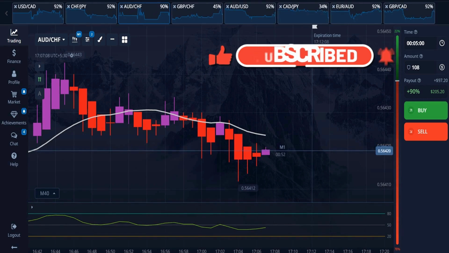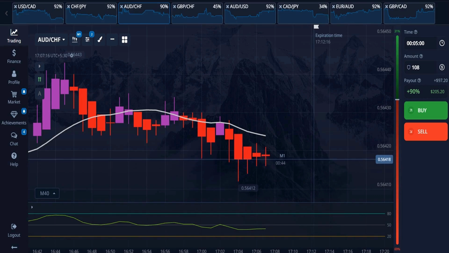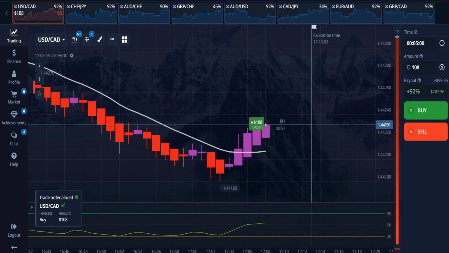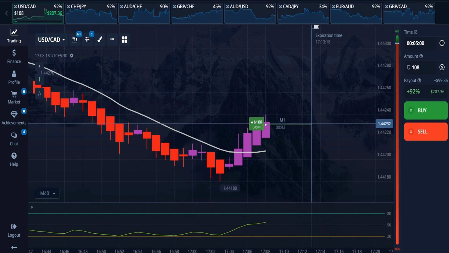This is exactly why patience and proper confirmation are so important in trading. Instead of guessing, we waited for clear signals, and that's what helped us win this trade. Now let's move on and look for our next perfect setup. Stay tuned. We have spotted another perfect buy trade setup using our strategy.